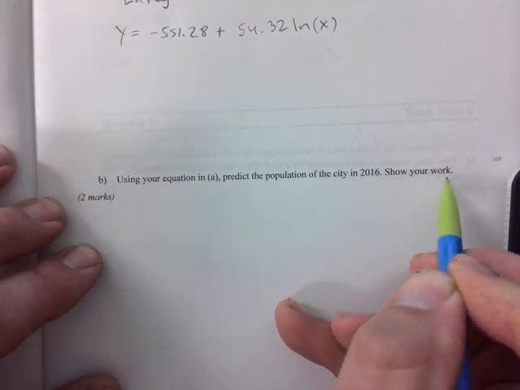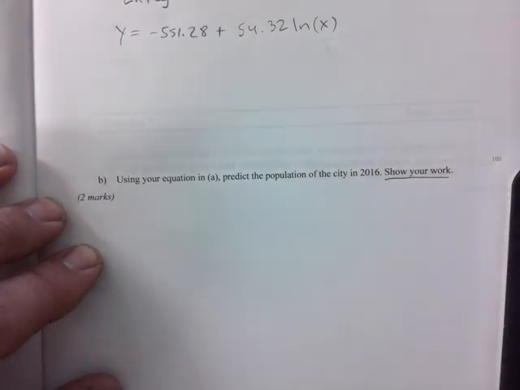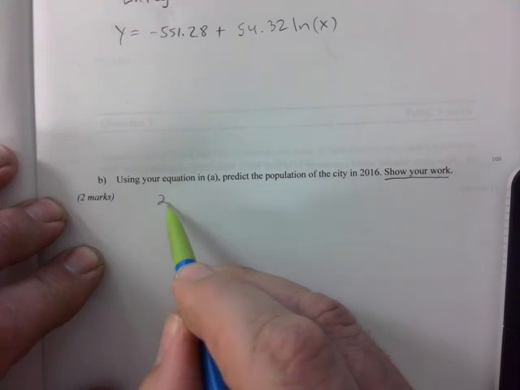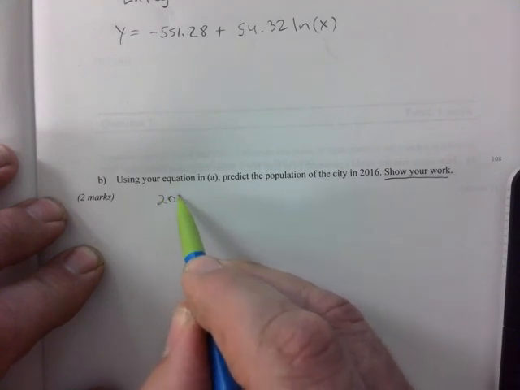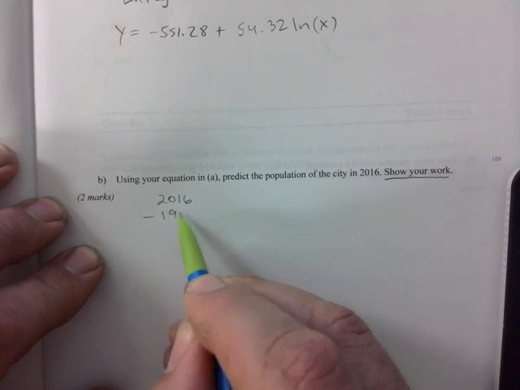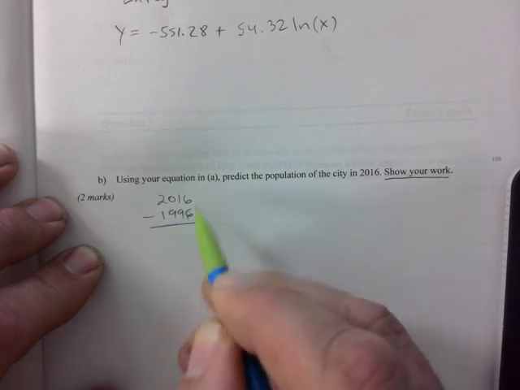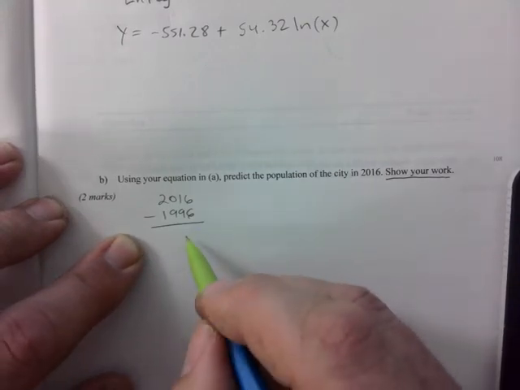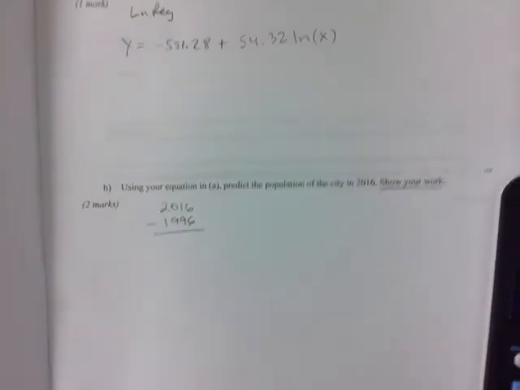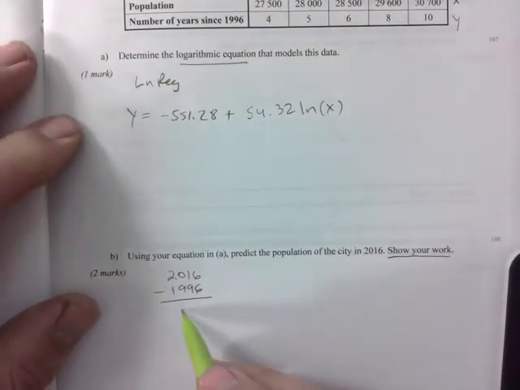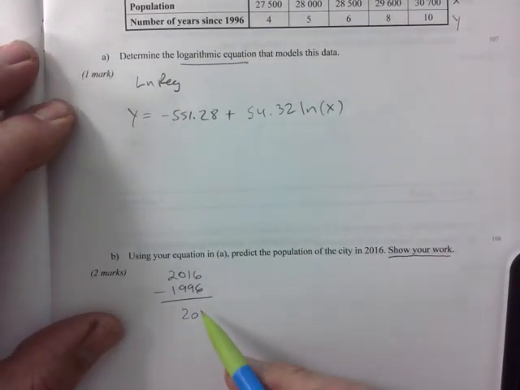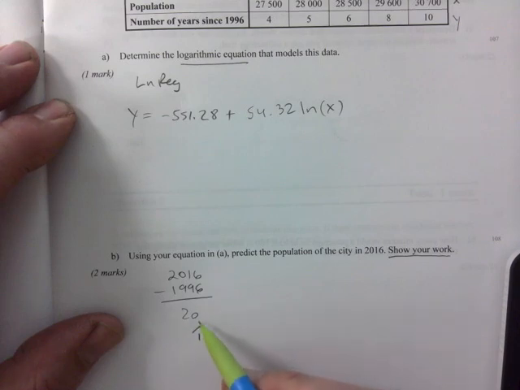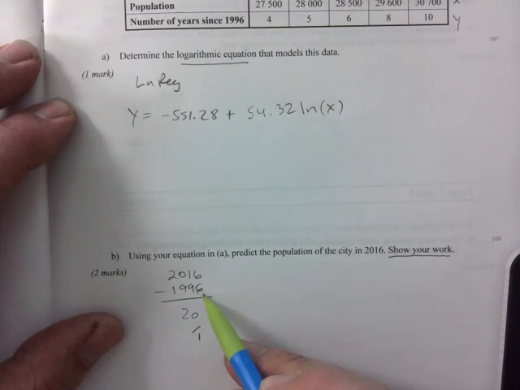Next, using your equation in A, predict the population of the city in 2016. Show your work. Then you have to show work, especially if they do say it. So we know that this is starting from 1996. Okay, so you subtract, and within this question it would be 20 years from 1996 that we're talking about. So this would give you a mark figuring out that it's 20 years since 1996.